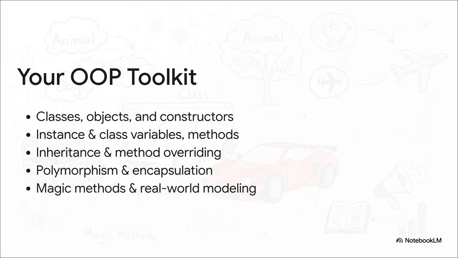So here it is, your core OOP toolkit. You've got classes and objects, the blueprints and the final creations. You've got instance and class variables to give them unique and shared traits. You can build entire families with inheritance and create flexible behaviors with polymorphism. And you can protect their data with encapsulation and give them superpowers with magic methods.